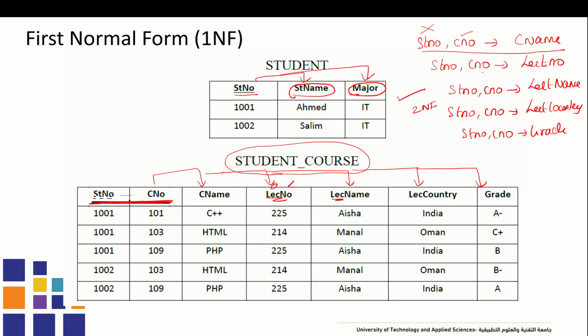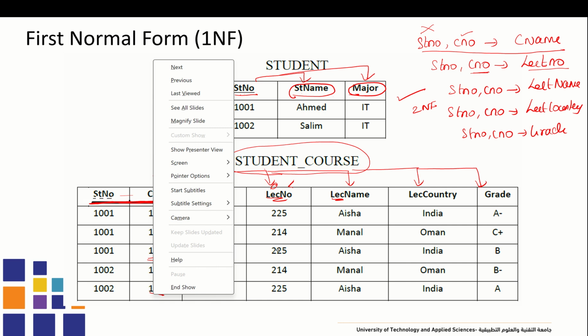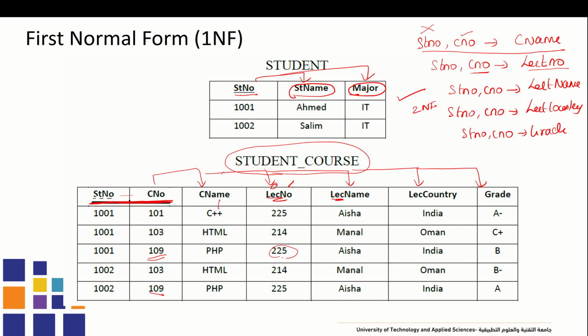Similarly here, student number and course number determine lecture number. Just the course number is enough to determine the lecture number. For example, see here, course number 109. So wherever the course number is 109, there all the lecture number is same, 225. See 103. Here 214. Okay, who is teaching 103? 214. So where all the course number is same, there all the lecture number is same. It means what? Course number determines lecture number, not the student number.